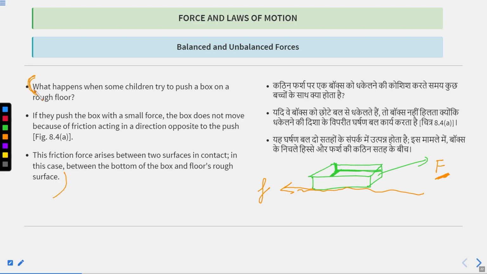In today's class, we have started a new chapter named Force and Laws of Motion, and we have learned what force is today. In the next class, we will explore more about balanced and unbalanced force and try to find the causes of motion. I hope today's class is clear to all of you. Thank you.